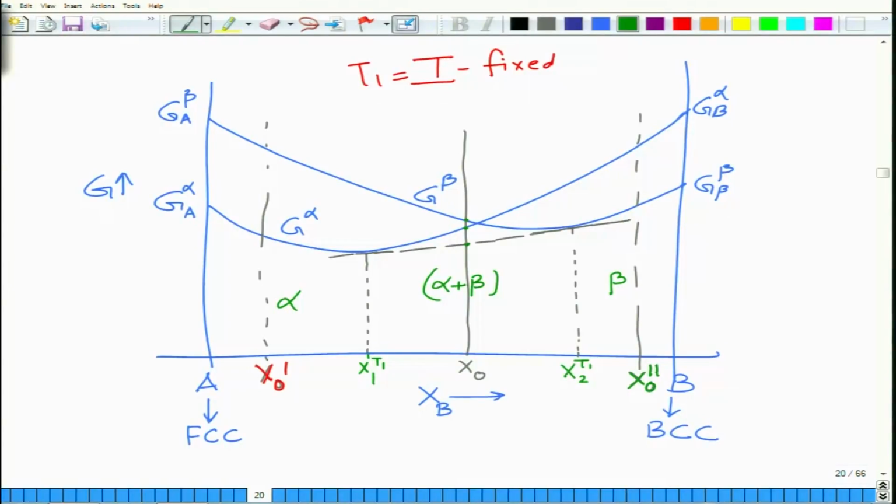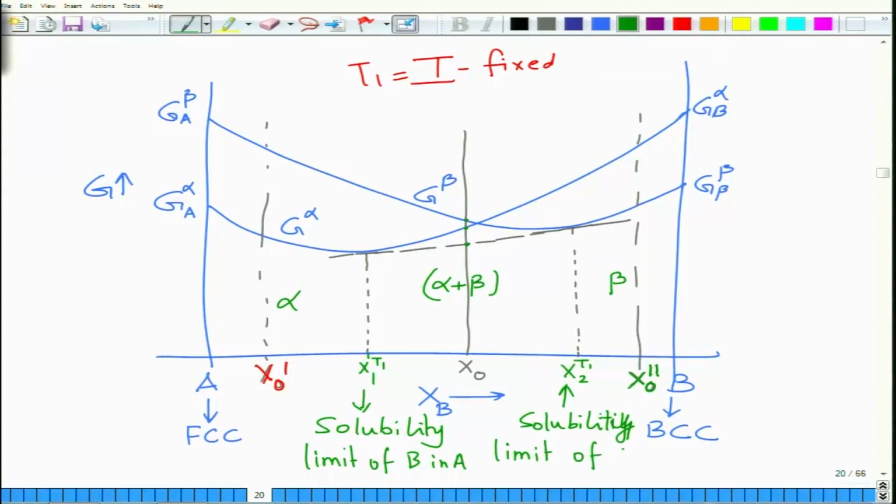Between these two ends X1 T1 and X2 T1, which defines the solubility limit, this is the solubility limit of B in A, and this is the solubility limit of A in B. So, between these two regions what exists is the phase coexistence of alpha and beta, with alpha phase composition given by this boundary and beta phase composition given by this boundary.